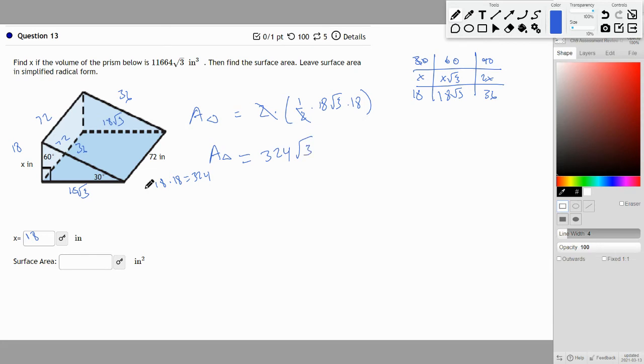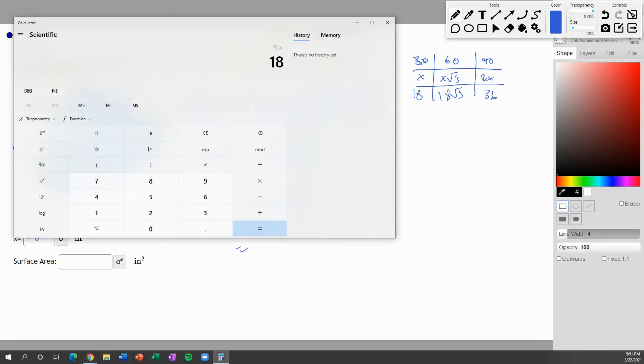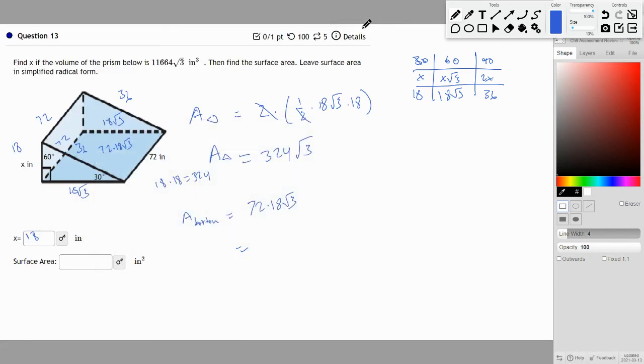Next, we need to find the area of each little rectangle. So I'm going to start to differentiate with the colors here, and I'll do my best. We're going to start off with that bottom rectangle. So that's going to be 72 times 18 root 3. So area of bottom is equal to 72 times 18 root 3. So if we do 72 times 18, we should get 1,296 and root 3.